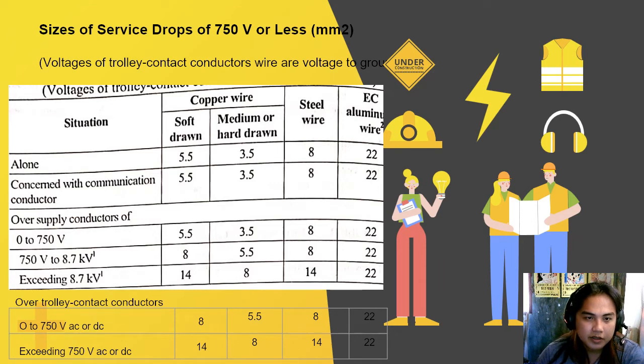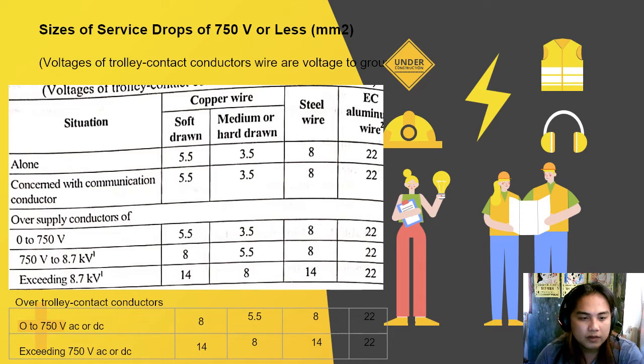Okay, we have here the sizes of service drops of 750 volts or less, in square millimeters. For the voltage of track contact conductors, in this group, the soft drawn copper is 5.5 and the medium or hard drawn copper is 3.5. For steel it is 8, and the aluminum wire is 22. For communication conductors it is 5.5, and 3.5 for the medium hard drawn. Steel wire is 8, aluminum wire 22. For supply conductors of 0 to 750 volts, we use 5.5 for soft drawn copper and 3.5 for medium or hard drawn. For steel wire, 8, and 22 for the aluminum.